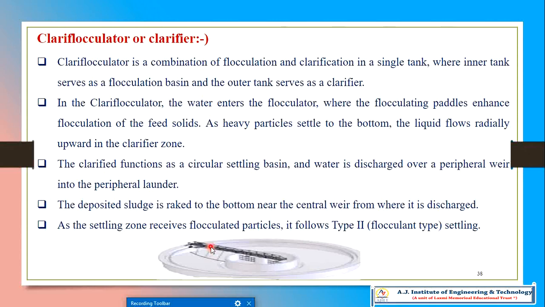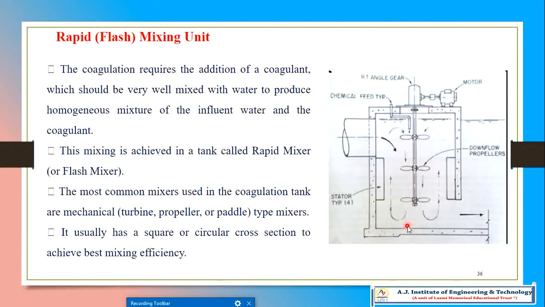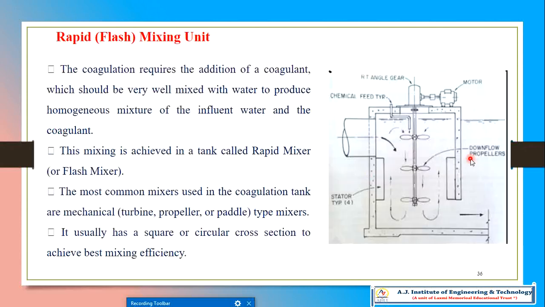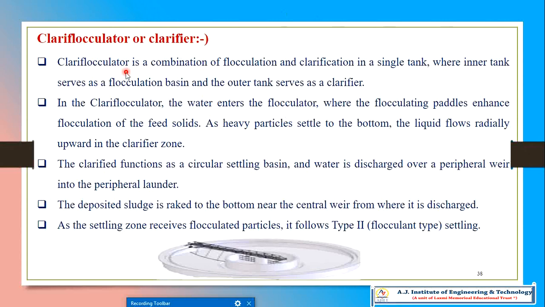But in some places the tanks will be different, because that depends upon the criteria involved. You can see here this is a separated tank. Flash mixing is the flocculation basis, sedimentation is the basis. When we call it a clariflocculator or clarifier, it is a combination of flocculation and clarification. Clarification means settling basin. That is in a single tank, where the inner tank serves as a flocculation basin and the outer tank serves as a clarifier. The inner tank serves as a clariflocculator basin and the outer tank will be, as usual, your clarifier.